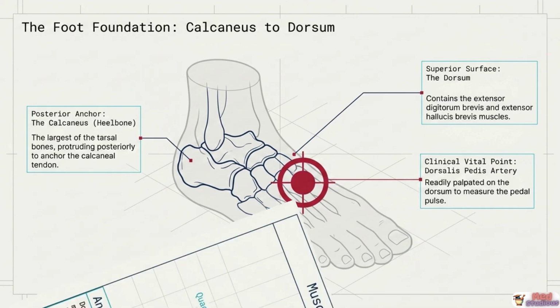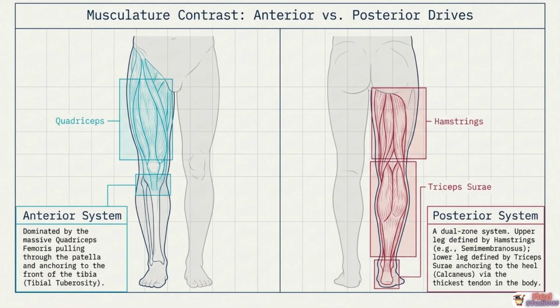Now we synthesize the surface musculature of the entire lower extremity into a clean anterior versus posterior contrast, because understanding these two mechanical systems as unified functional drives is the key to understanding how the leg produces movement and how injury to each system produces predictable clinical deficits.